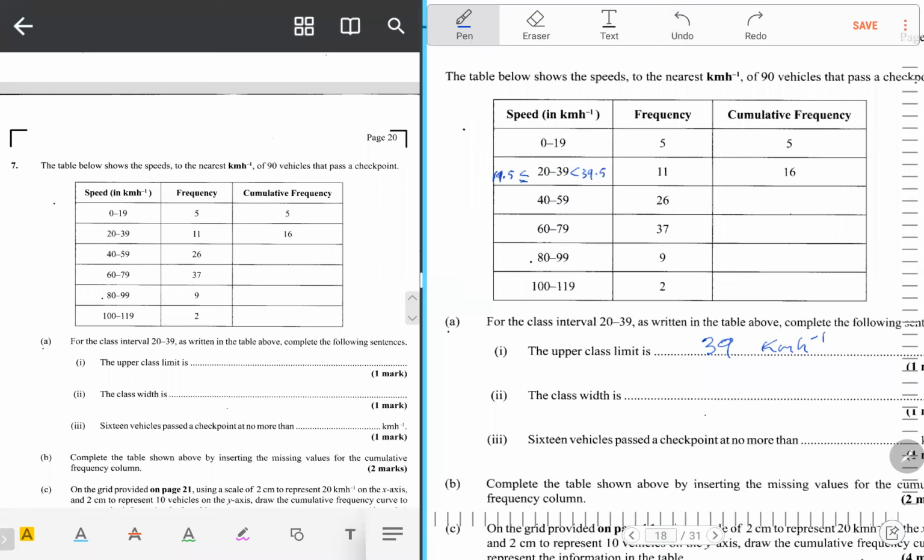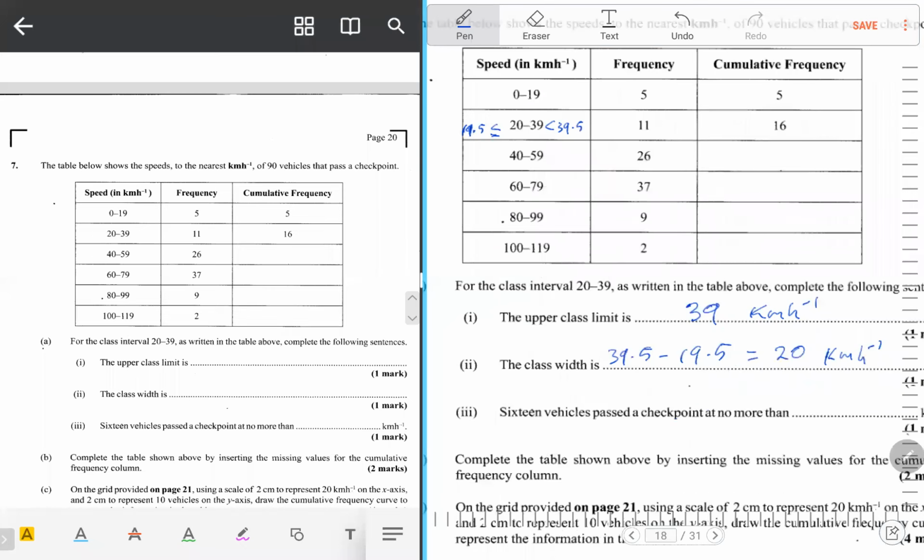But for definition purposes, it will be 39.5 minus 19.5, which still gives you 20. But I could just look and know that it is 20 by observation. And you can put in the kilometers per hour. If you leave it off in this case, I don't think they'll penalize you. We know that we're working in kilometers per hour. But that is the class width.